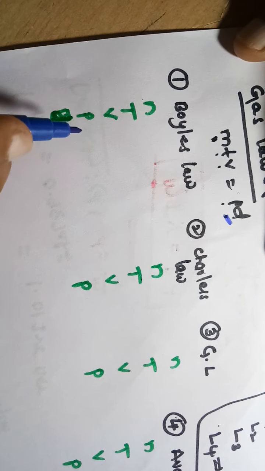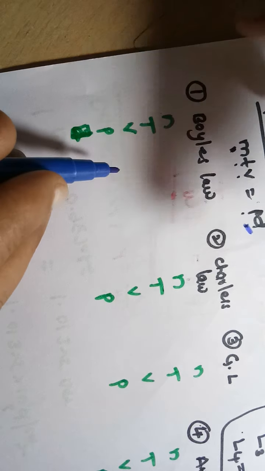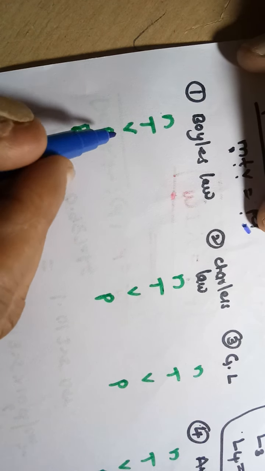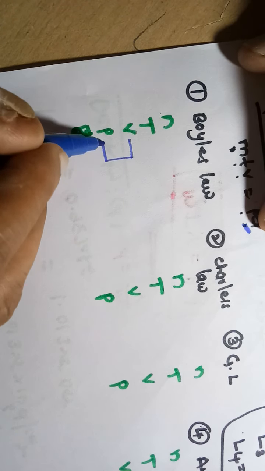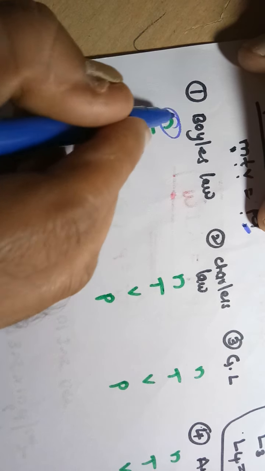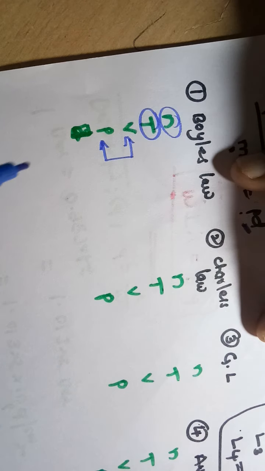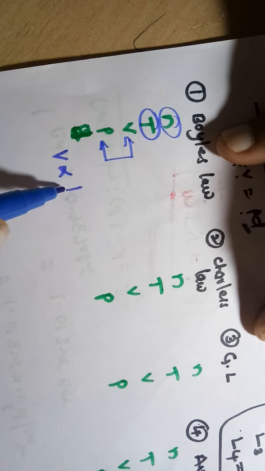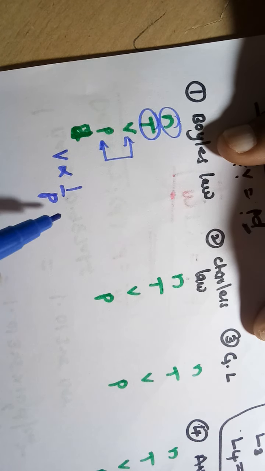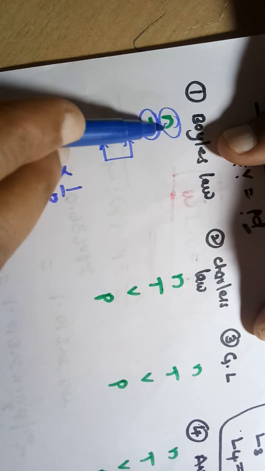Now Boyle's law explains the relation among which measurable properties? This is volume and pressure. The remaining two are constants. So what is the relation? V is inversely proportional to pressure. If volume increases, pressure decreases, as these two are constants.